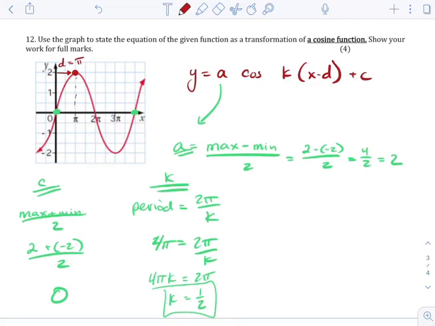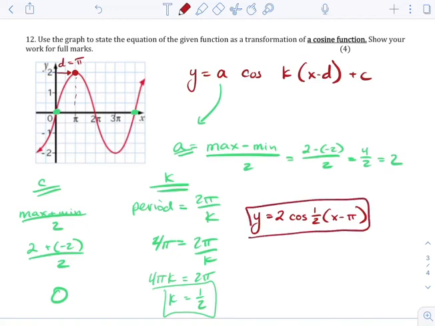So that gives me enough to write my equation. We have y is equal to a, which is 2, cosine k we got was a half, x minus pi, d we found was pi, and c value was 0, so I don't have to put 0, but that's our equation for 12 for that graph there.